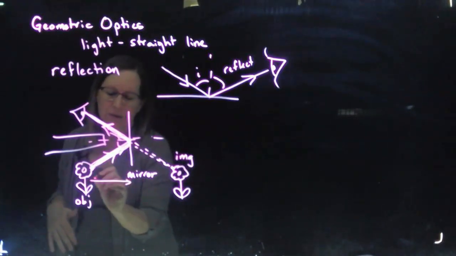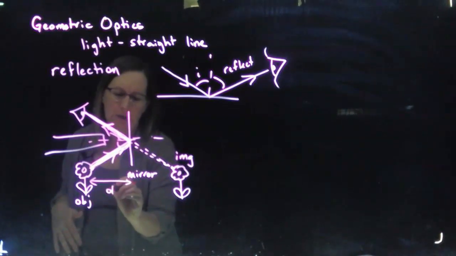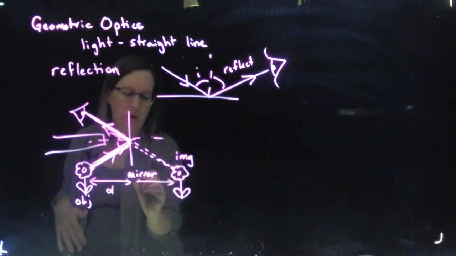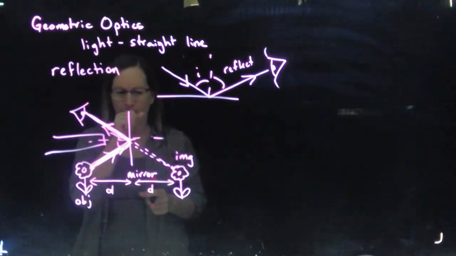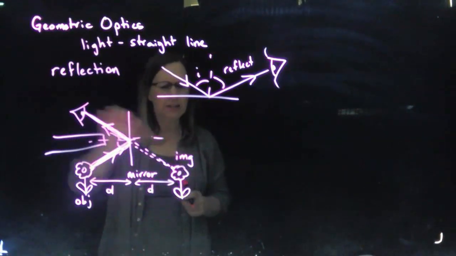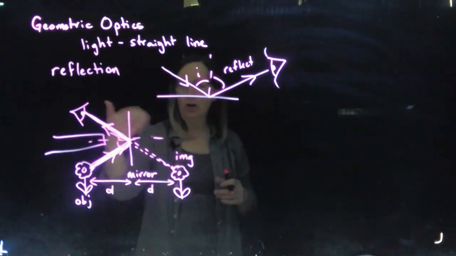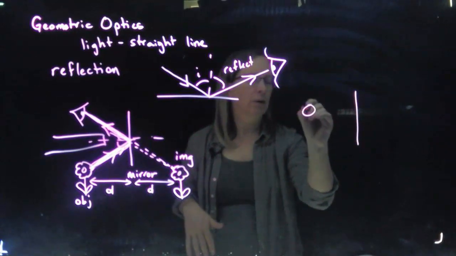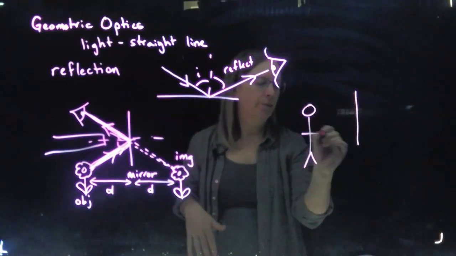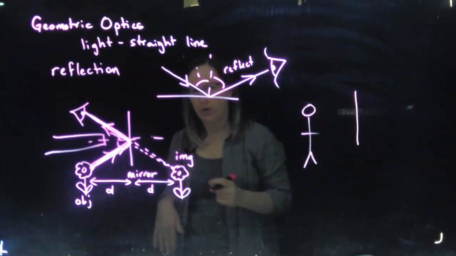So this distance, D, is equal to this distance right here, okay? So with a flat mirror, this is what we see. So if we look at ourselves in a mirror, so here's a mirror. Let's see, here we go. Yeah, I know, arms are not halfway down the body.